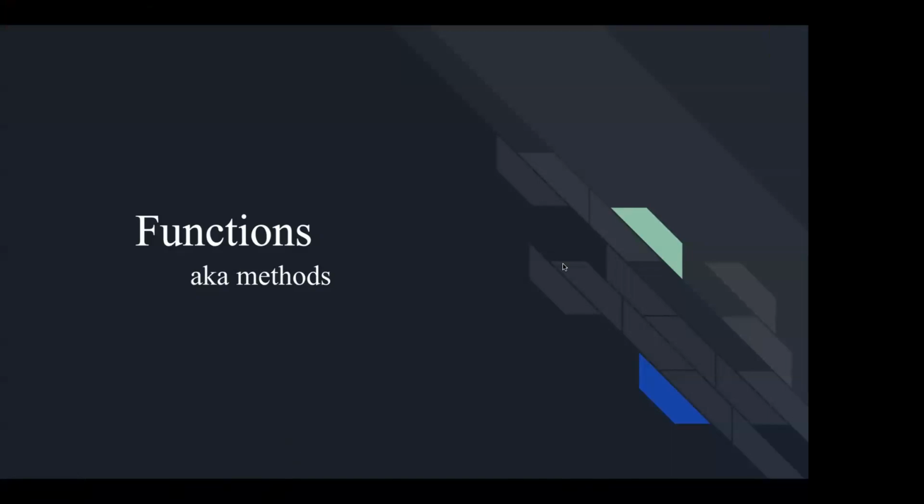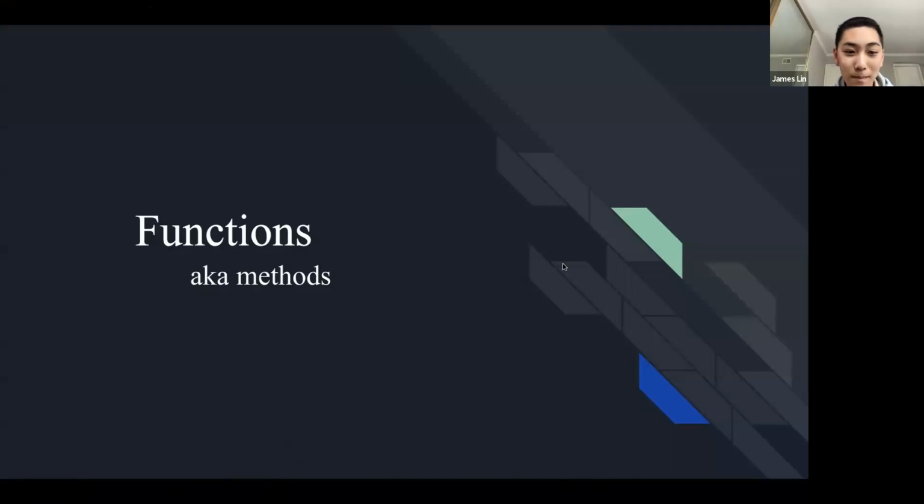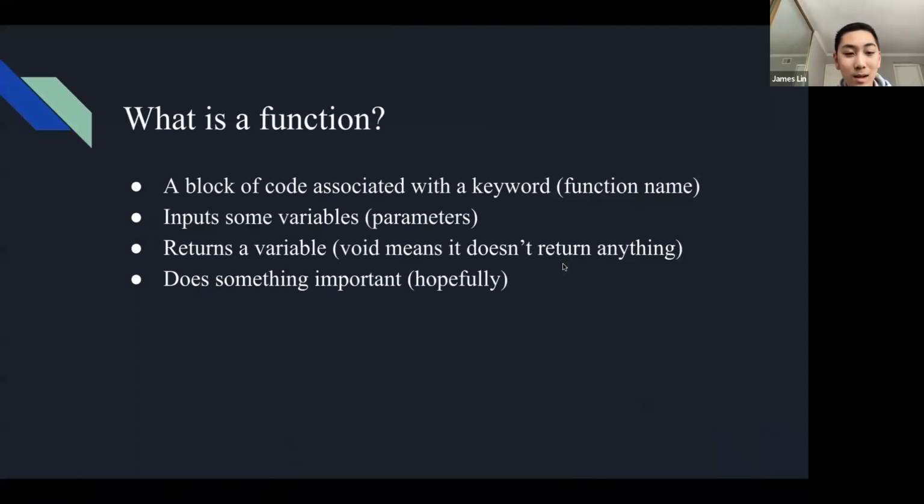So first we're talking about functions or methods. Basically, they're a block of code associated with a keyword or function name, and you input some variables. These are called parameters, and they can be any variable type. It returns a variable that you specify the type of, and it can also return nothing, in which case the type would be void. The function should do something important, hopefully. If it doesn't, then that's a bad function and a skill issue.